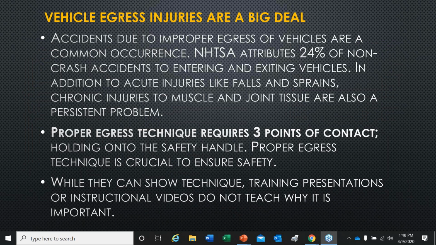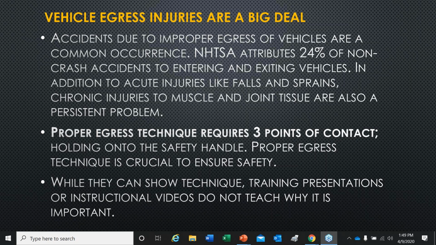So what we found, working with Biodyne, is that the injuries and accidents usually are due to improper egress of the vehicles. NASTA says 24% of all non-crash accidents are due to entering and exiting vehicles. So you can get acute injuries. You jump out of a truck and get a sprain, that's an acute. What we're trying to do is point out the potential for those acutes, but also to reduce the chronic. And that's why I come out to job sites, because of the joint issues that are out there. It becomes a persistent problem later on. You'll get almost like the carpal tunnel setup. This is the same type of thing, but it's for the guys getting in and out of trucks.